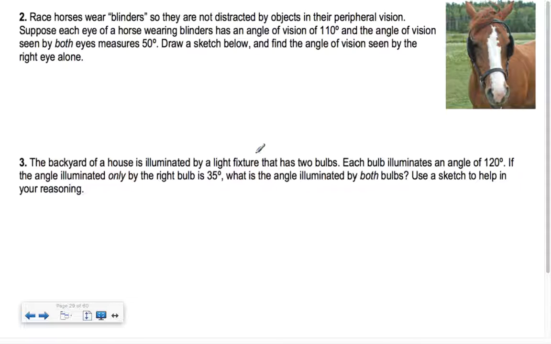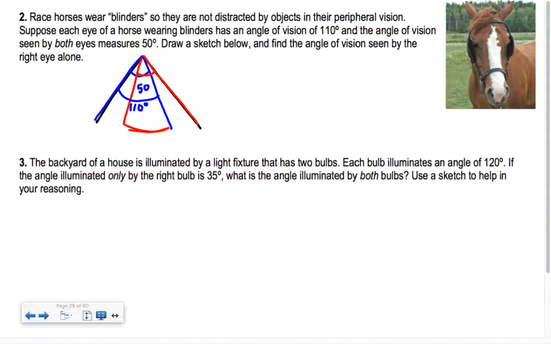So what happens is, when you wear these blinders, one eye can see from here over to here, and then the other eye can see from here over to here, and then you have the amount seen by both eyes. That's what it's saying. Suppose each eye of the horse wearing blinders has an angle of vision of 110, and the angle of vision seen by both eyes is 50. So the angle in the middle is 50, but this whole blue angle was 110. It says, draw a sketch below and find the angle of vision seen only by the right eye.